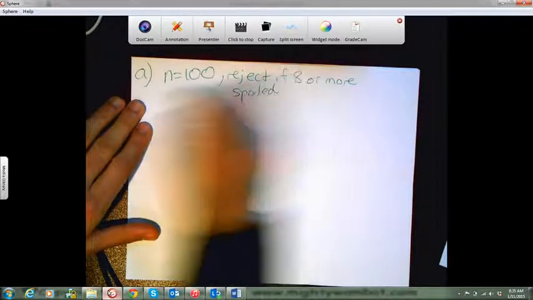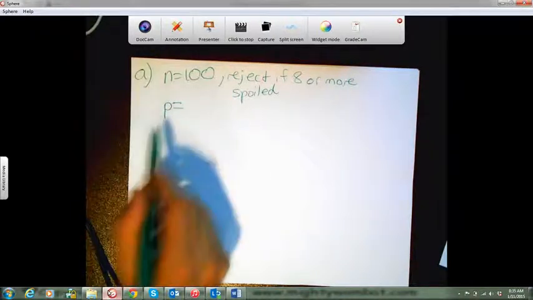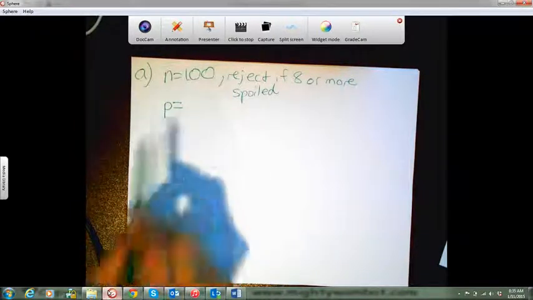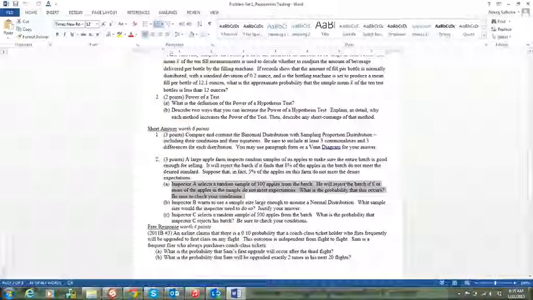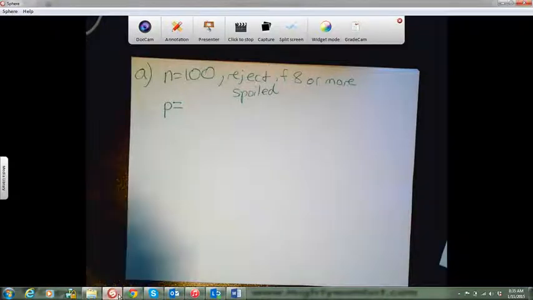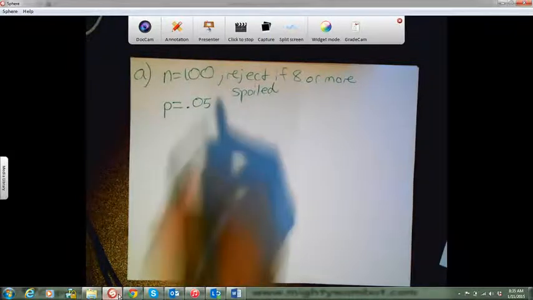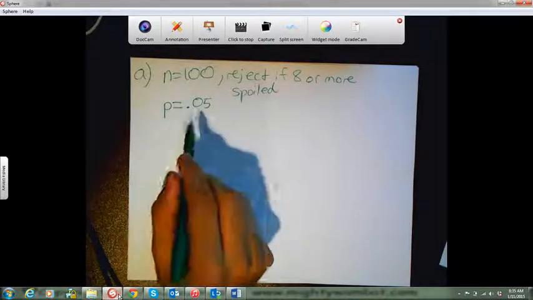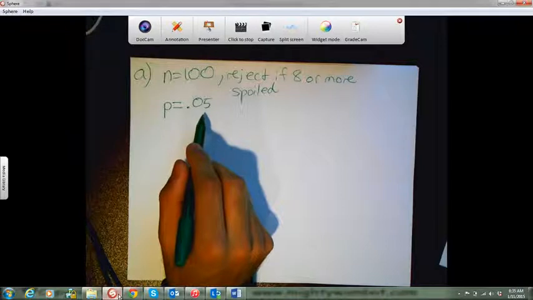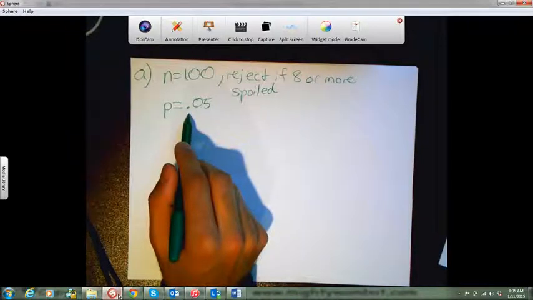And the probability that any apple is spoiled, this is important, folks. The probability that an apple is spoiled, they tell us that right here. In fact, 5% of the apples don't meet the expectations. So the probability of a bad apple is 0.05. That's the probability of a bad apple. So if 0.05 is the probability of a bad apple, right? Then we need to check our conditions.